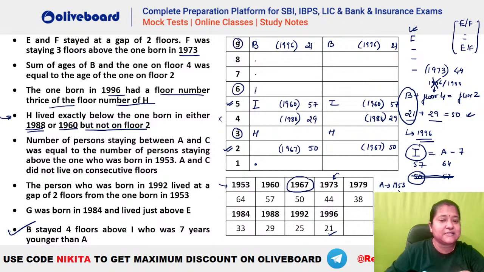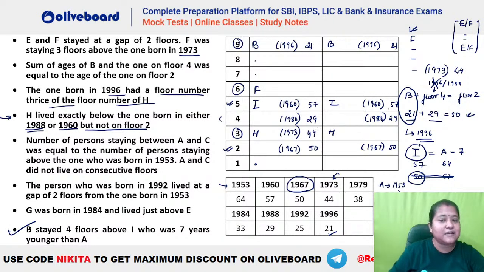The possibility is, let's say F is here. Okay, this is F here. So F is 3 floors above, 1, 2, 3. That means H will be the one who is 1973 in the first case, right? 1973 is 44 years old, right? So this is one possibility.